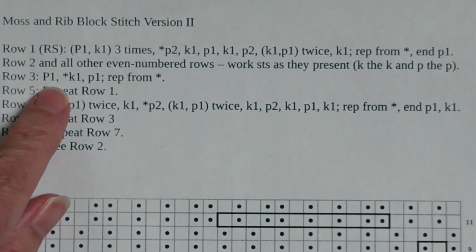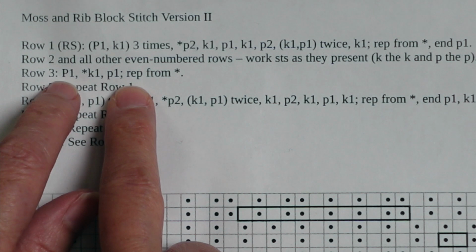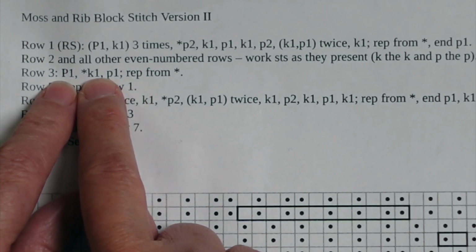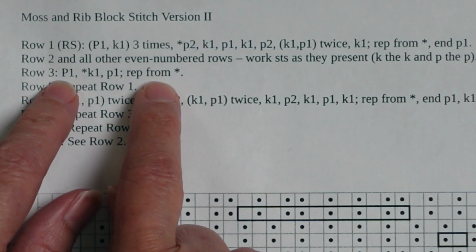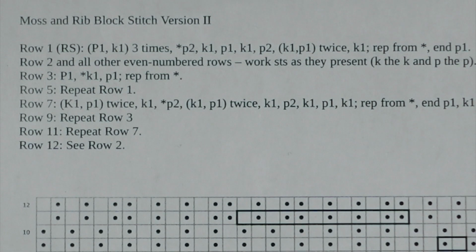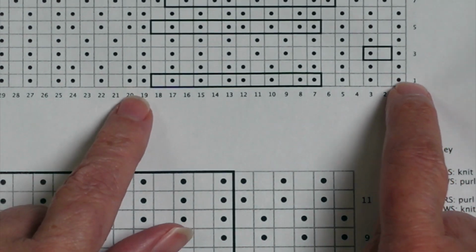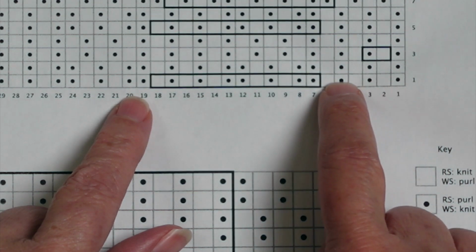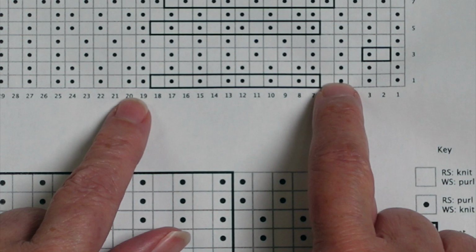If you look at row 3, you really can't tell because you have 1 extra stitch at the beginning, and then you just repeat knit 1, purl 1 for the entire row. So the extra stitches as well as this 12 stitch repeat are all worked exactly the same. So let me show you what that looks like on the chart. So here on row 1 are those first 6 stitches where it said to purl 1 and knit 1 3 times. That's those stitches right here.